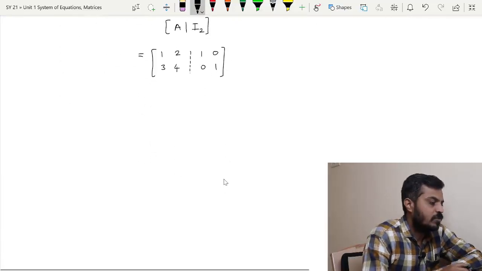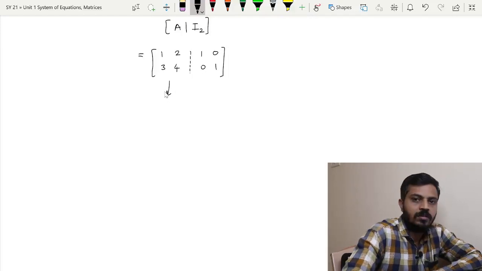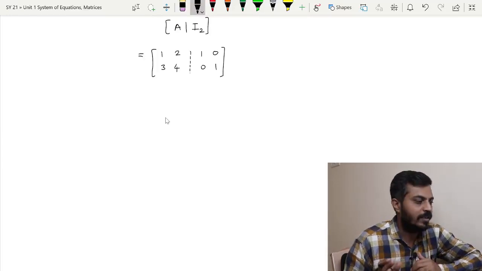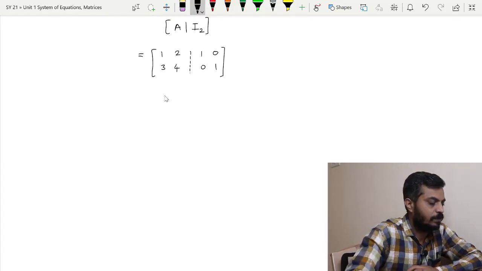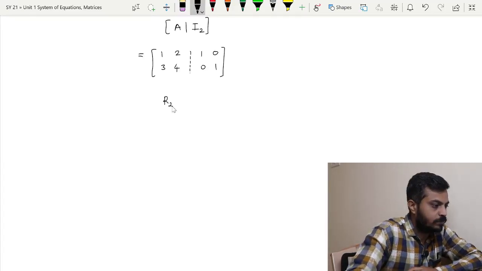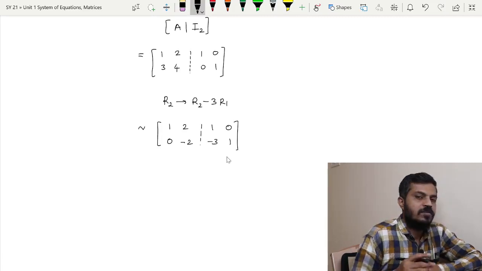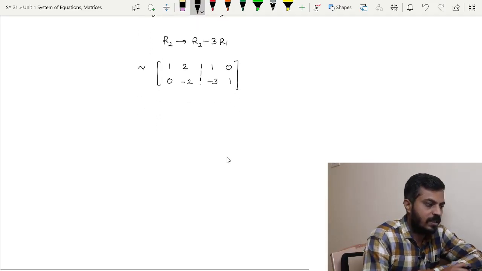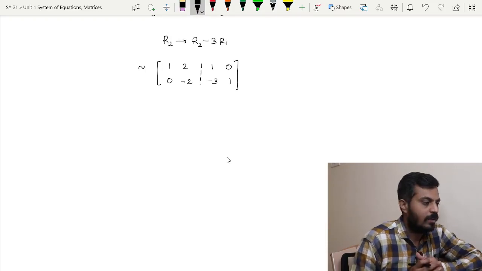Now our job is to reduce this to the identity matrix. So first of all we will reduce it to echelon form, and then we will think of how to reduce it to the identity matrix. Now the row operation is simple. Which row operation will we perform? That is R2 minus thrice R1. So this will be equivalent to, we will get this matrix. Now you can see that it is in echelon form already.